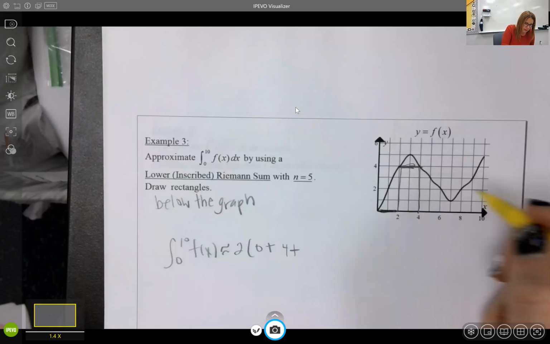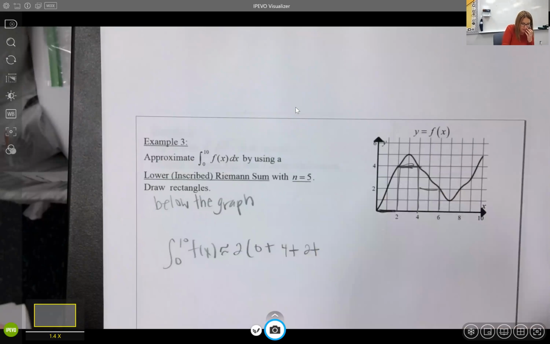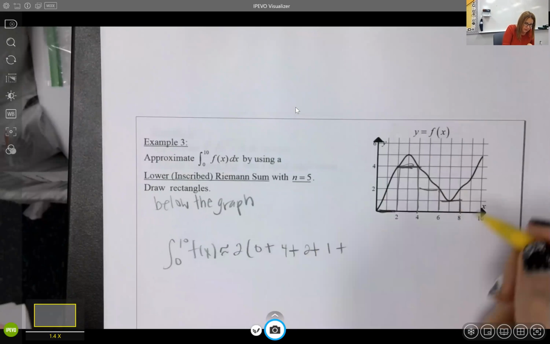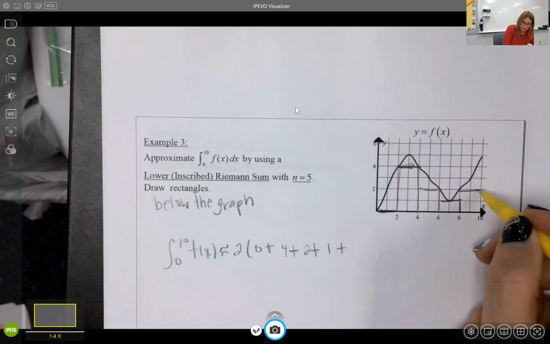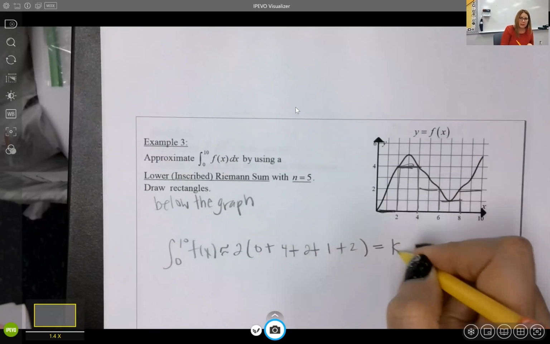The lowest point here is 2. The lowest point here is 1. And the lowest point in this interval is 2. When I add those together, we get 18.